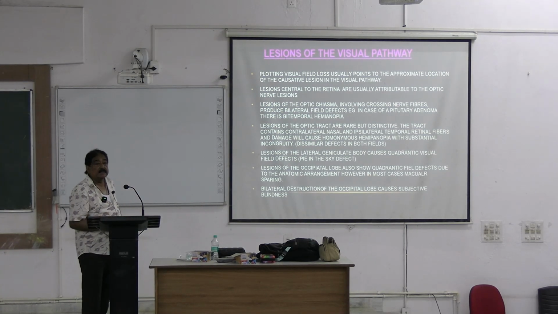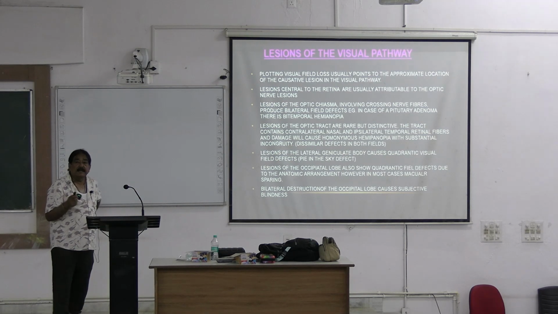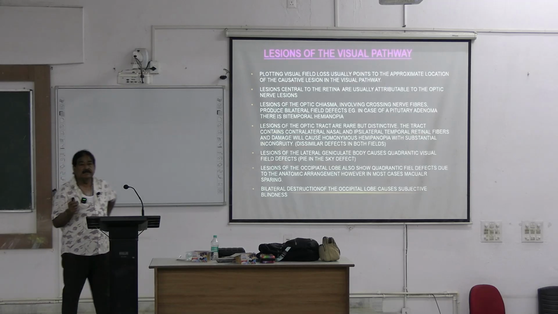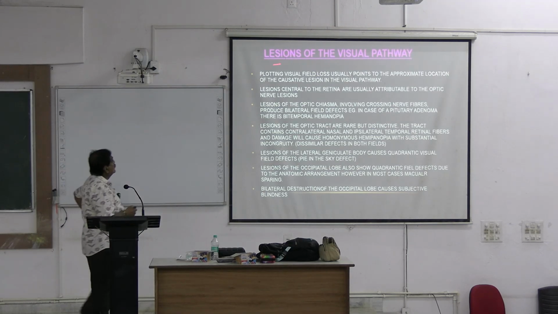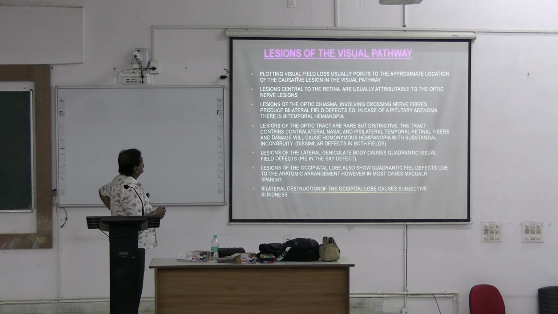That's very important. OCTs are in every good eye center. It's an office procedure. Now, lesions of the visual pathways. Plotting visual field loss usually points to the approximate location of the causative lesion in the visual pathways. Lesions central to the retina are usually attributed to optic nerve lesions.